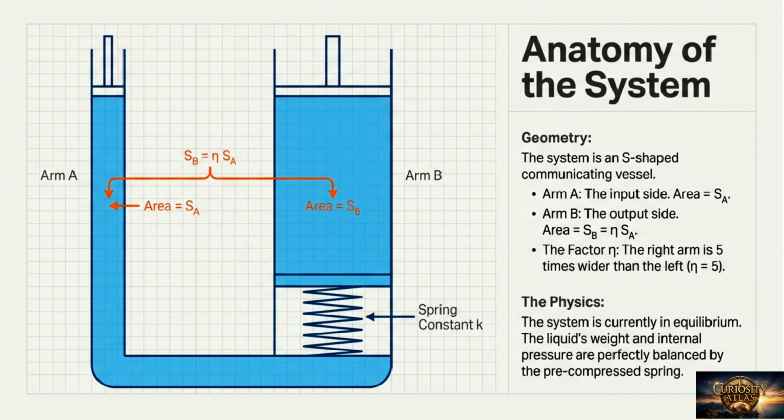Let's examine the system's anatomy. The vessel is S-shaped. Arm A has area S sub A, and arm B has area S sub B, which is ETA times S sub A. We'll set the factor ETA to 5. The system is initially in equilibrium, with internal pressure balanced by a pre-compressed spring.